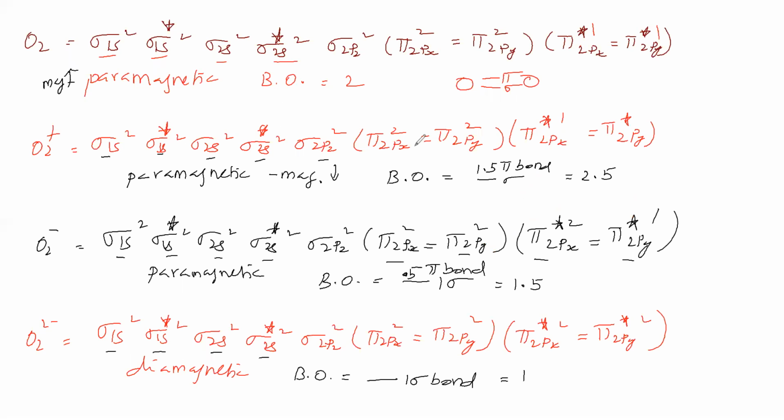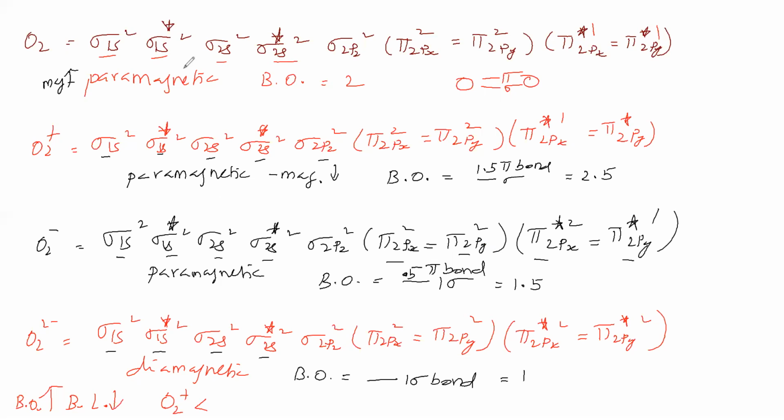Now we have given a bond order for all. Now we will give a bond length order. If bond order is high, bond length will be low. Bond order is high for O2 plus, so for O2 plus, bond length is less.